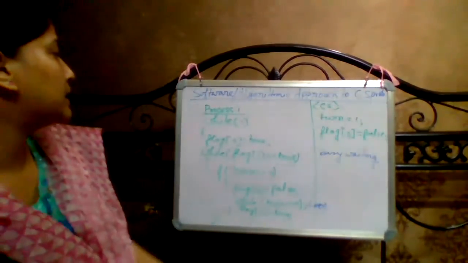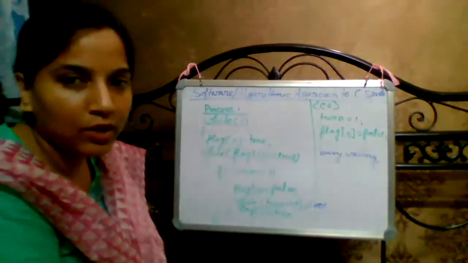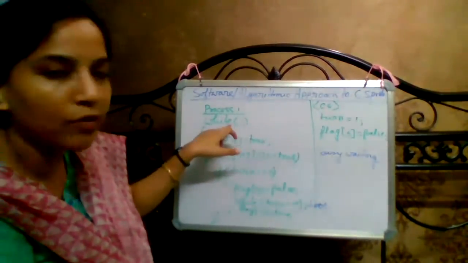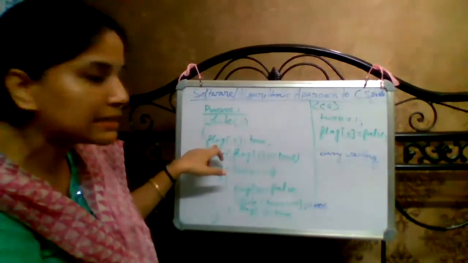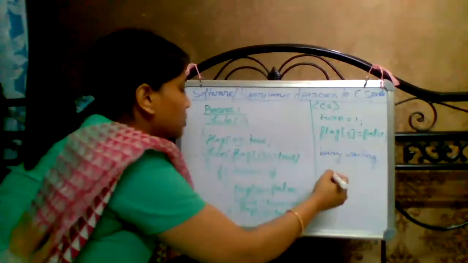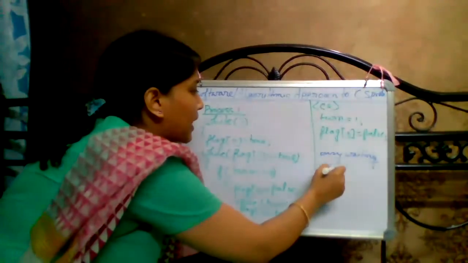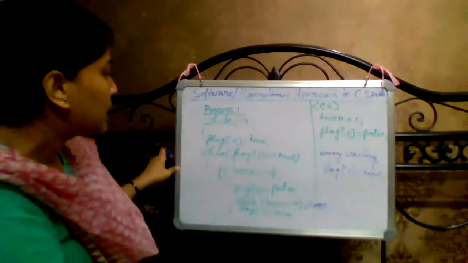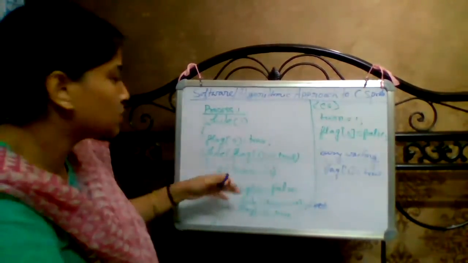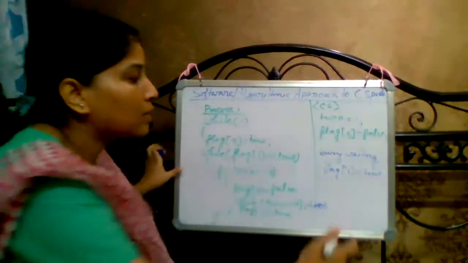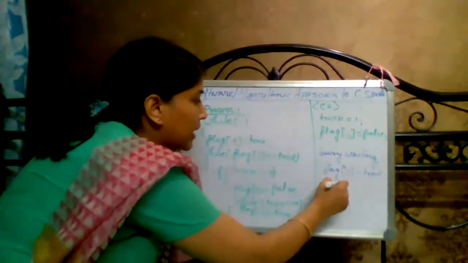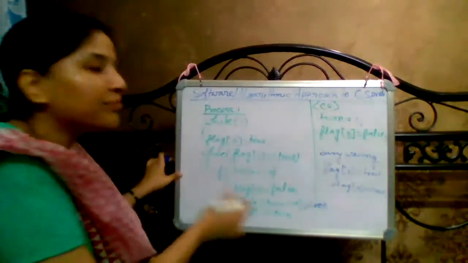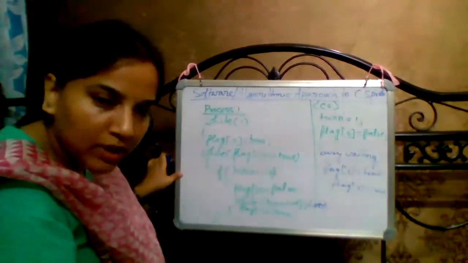That is the code for process 1. What about process 2? When it wishes to enter, it first sets flag[1] equal to true. Then it checks whether flag[0] is true. If flag[0] is true, the value of turn will decide.